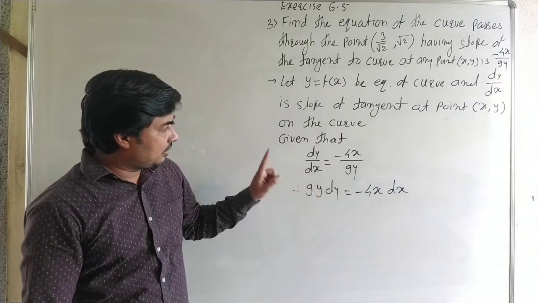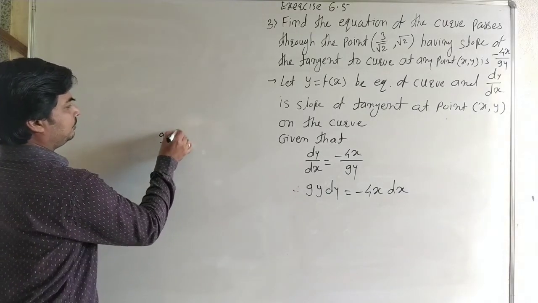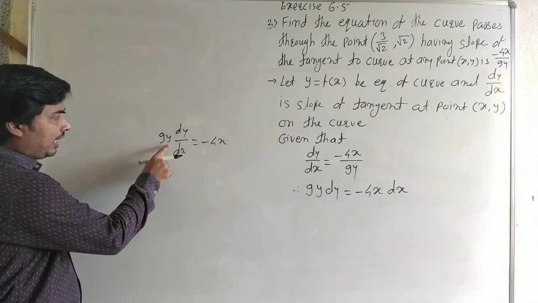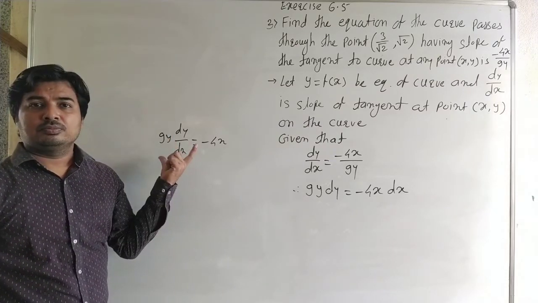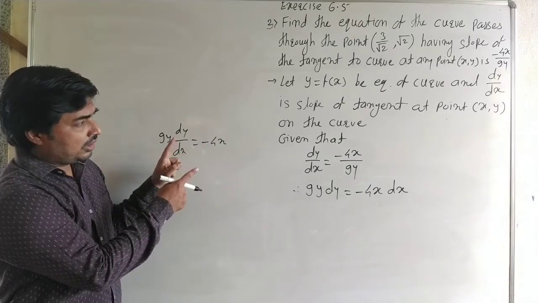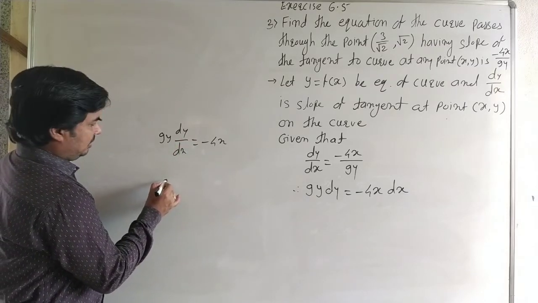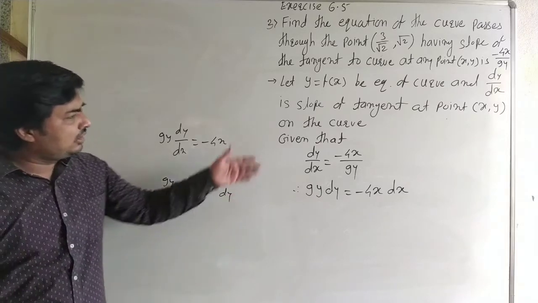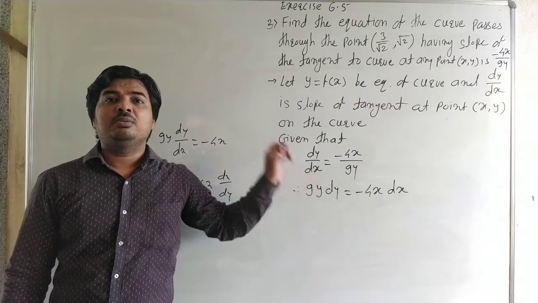If we try the linear differential equation, here it is 9y dy by dx is equal to minus 4x. That means y and dy by dx are degree 1, but both are multiplied together. So it is not a linear differential equation in y. So we can reduce it in dx by dy. See carefully, it is 9y is equal to minus 4x into dx by dy. That means it is not a linear differential equation in x or in y. Directly here we use the variable separable method.